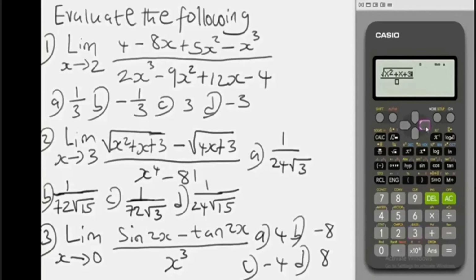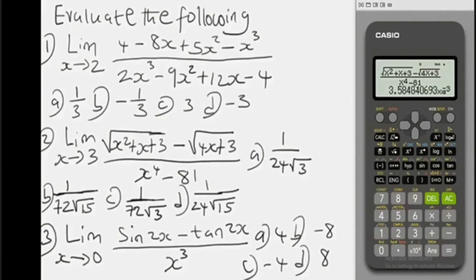Alright, you give space and put minus. Very important, give space guys. Then we have another square root of 4x, plus 3. Then come down to the denominator, we have x to the power of 4. Alright, then we have minus 81. So that's it guys, let's press equal to.